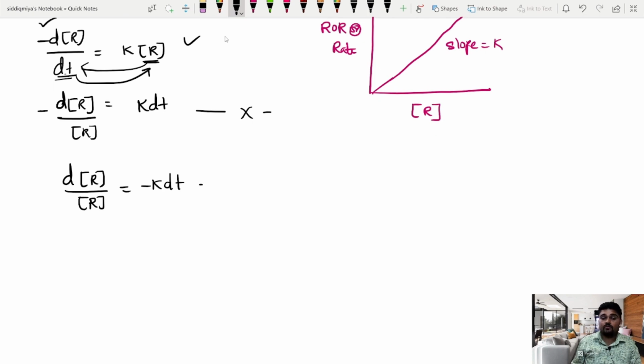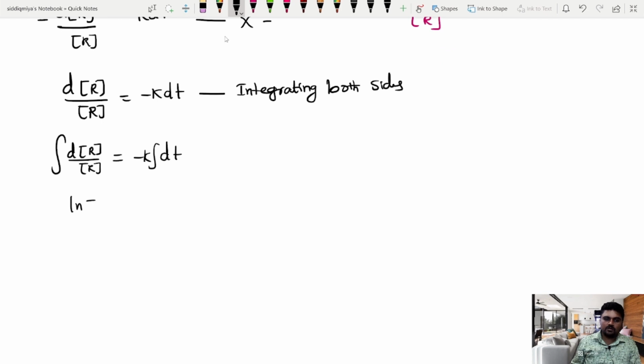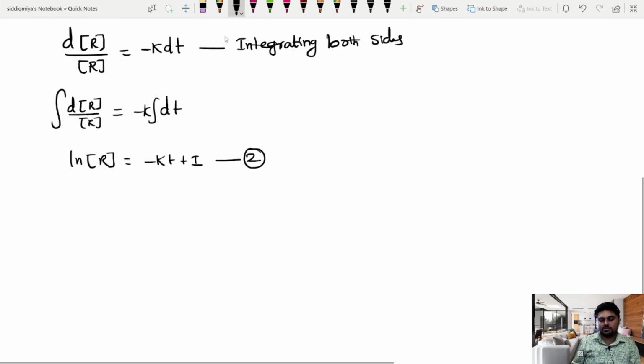Now for this equation we integrate both sides. Integration of dR by R is equal to minus K times integration of dt. So ln R is equal to minus Kt plus I. Let us say this is the second equation.